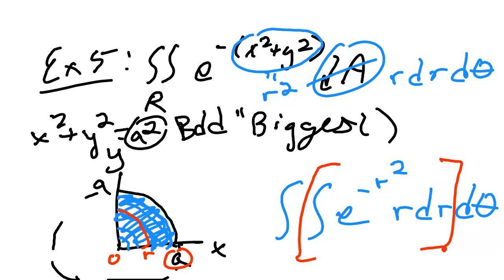So this is my radius r, how far out I am, right? And then theta is what angles I go from. So I'm going to go from 0 to a. Does that make sense?